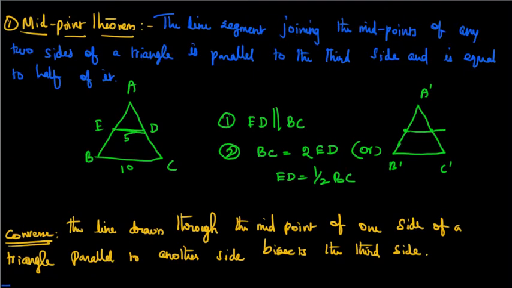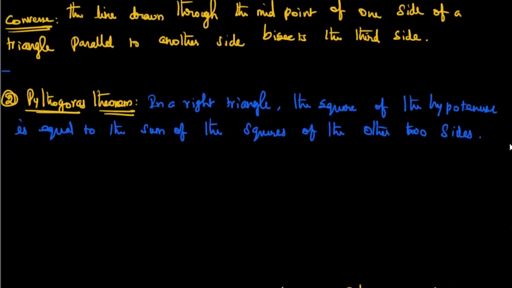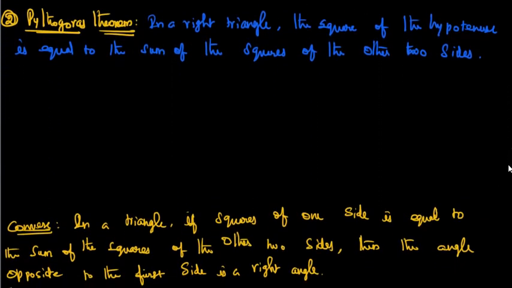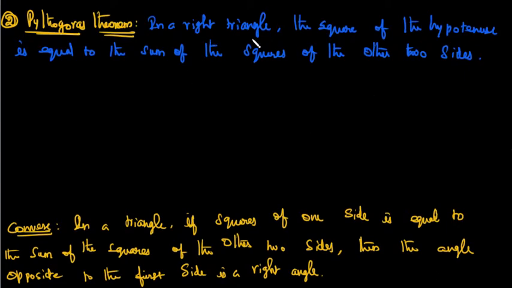Next we are going to learn the Pythagoras theorem. We know this already. What is the Pythagoras theorem? In a right angle triangle, the triangle should have a right angle. So I'm going to draw a right angle triangle. A right angle triangle means it has a right angle as one angle. So this is the right angle here. The square of the hypotenuse is equal to the sum of the squares of the other 2 sides.